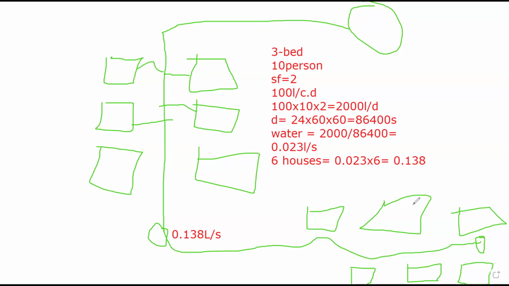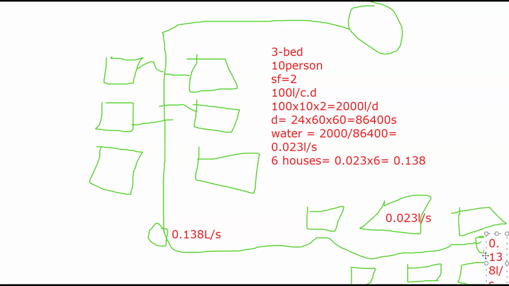Okay, now these are 6 houses. You'll agree with me, I don't need to do all this calculation again. One house is 0.023 liters per second. All of them. So by the time you multiply by 6, like we did here, you will now get 0.138 liters per second. Stay with me.